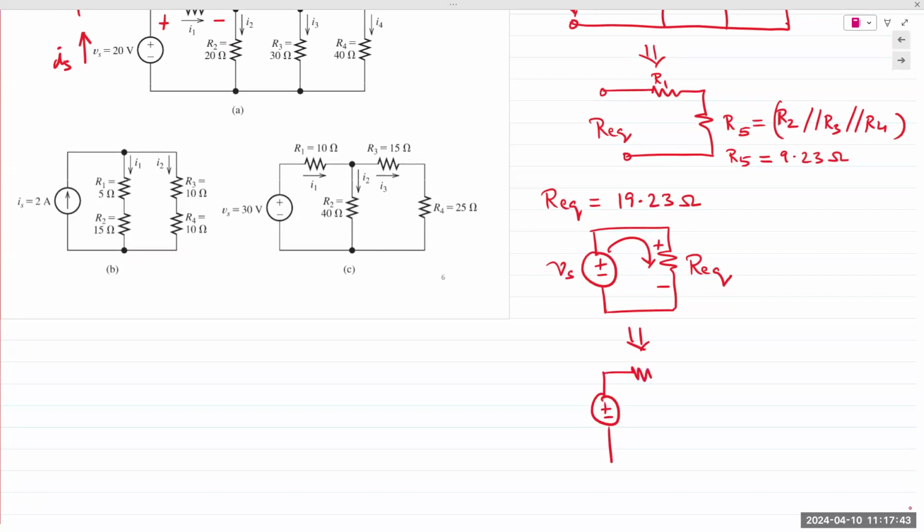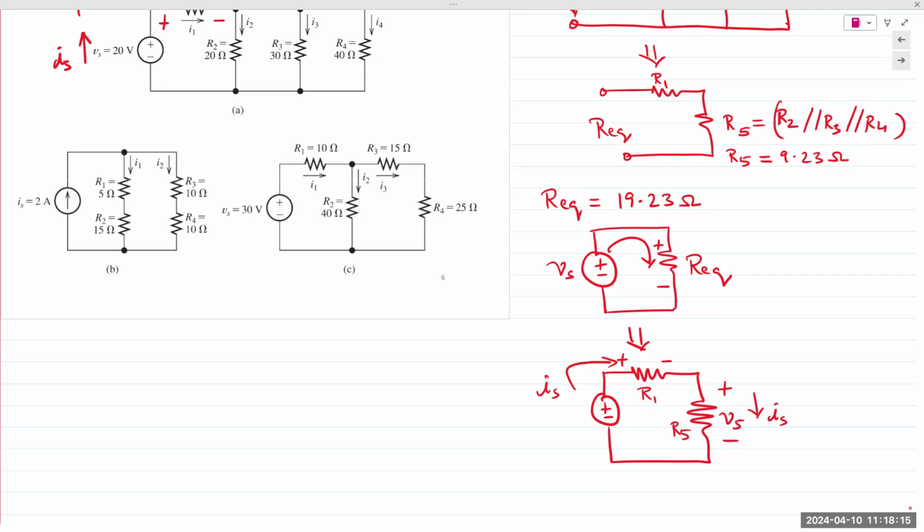That gives me R1 and R5. So R1, R5, current IS flowing in this direction, using plus minus, plus minus. So we reduced the circuit mathematically down to one single resistance. And then we are now expanding it up again.